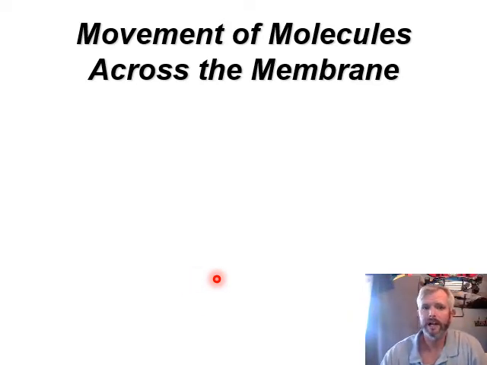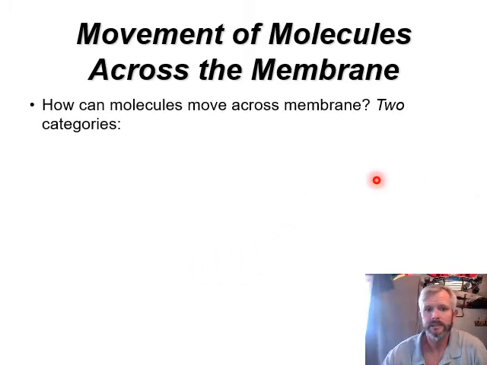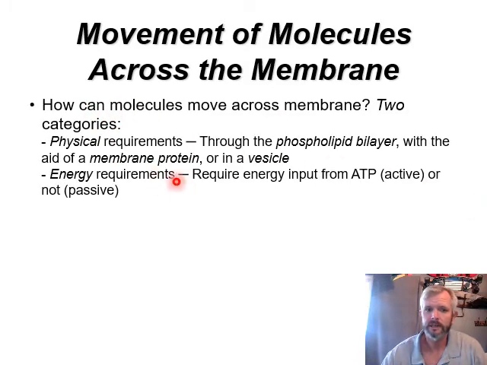So what drives this, or what are the components that make this take place? How can they move across? We have two main categories that determine how this takes place. We have physical requirements. This is what we were talking about, the membrane being selective. Small nonpolar stuff can zip through that nonpolar membrane, directly through the phospholipid bilayer, and we'll take a look at that.